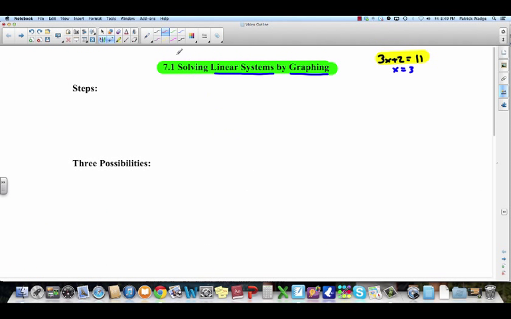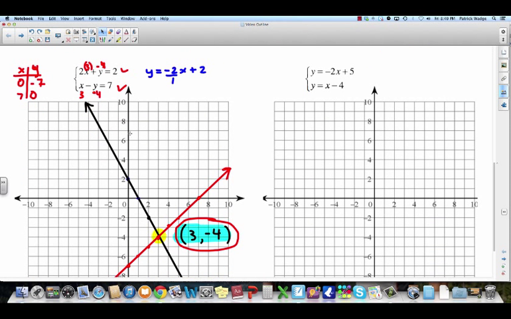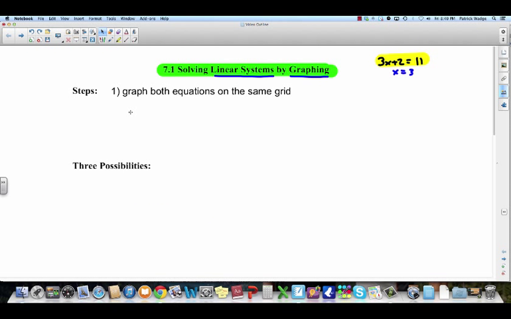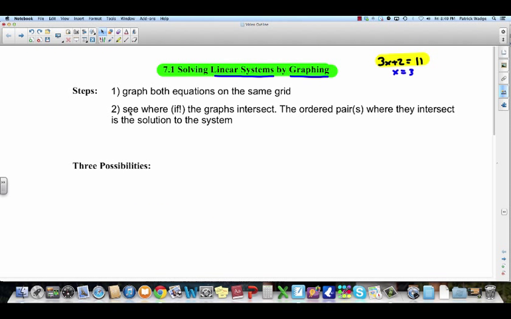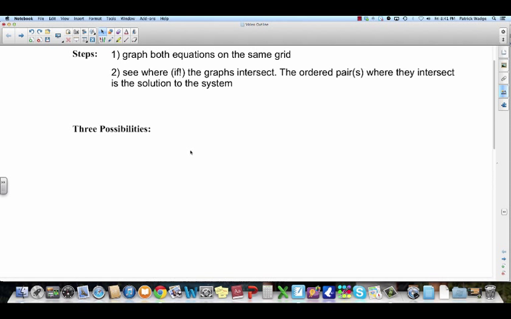So let's go through the steps. Lots of writing for you here. The first step is you're going to graph both equations on the same grid, right? We put both of them on the same grid. You got to do this very accurately. Make sure you use a ruler when you do this. Don't do this by hand. It will not work. Second step, see where the graphs intersect. If they intersect, they might not, and we'll talk about that in a second. The ordered pair or pairs where they intersect is the solution to the system. So this is where they intersected, so that was the solution right there.